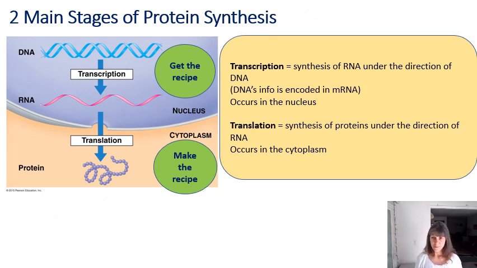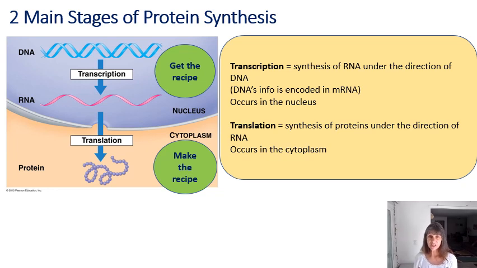There are two main stages that are required to make proteins. The first one is writing down the instructions from one of the two strands of DNA after it's unwound. And that writing down of the instructions or getting the recipe is what we refer to as transcription. To transcribe means to write. This occurs in the nucleus.